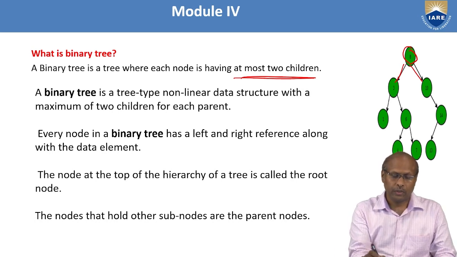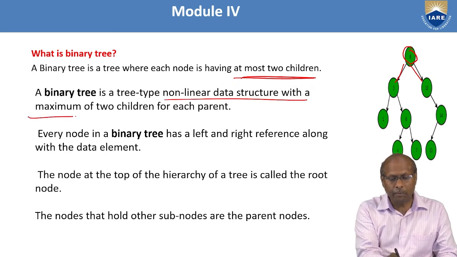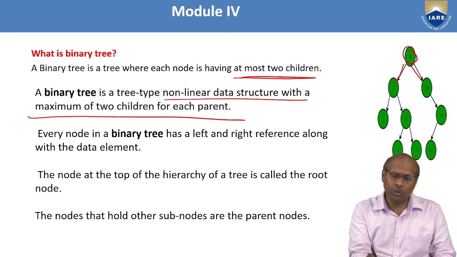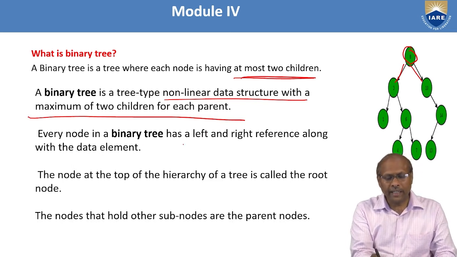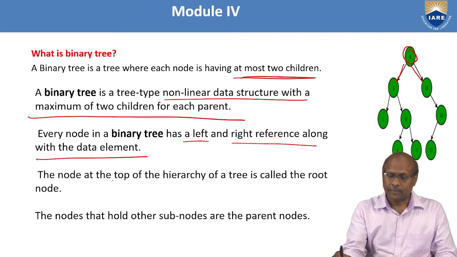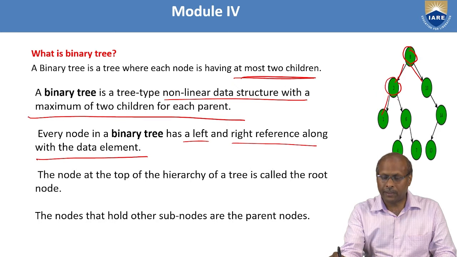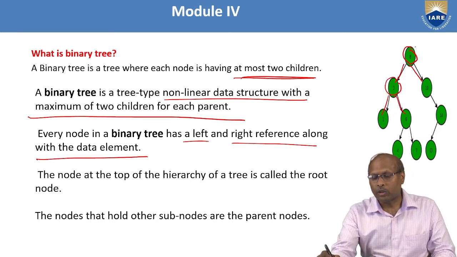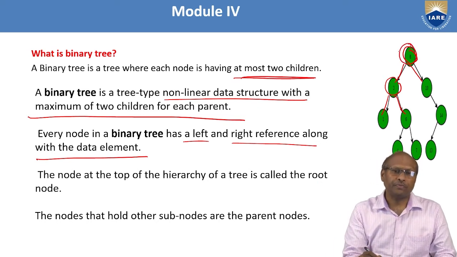At most 2. A binary tree is a tree type, non-linear data structure with a maximum of 2 children for each parent. So, a parent node can have at most 2 children only. Every node in a binary tree has a left and right reference along with the data element. The node at the top of the hierarchy is called the root node. Sometimes they may ask a question, how many root nodes will be there in a tree? The answer is only one root node, because there is only one starting point for every tree.